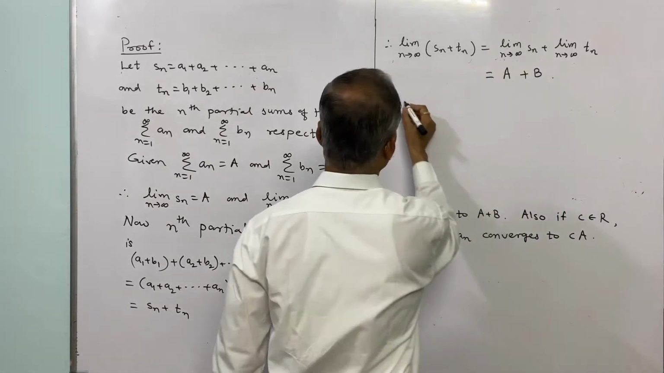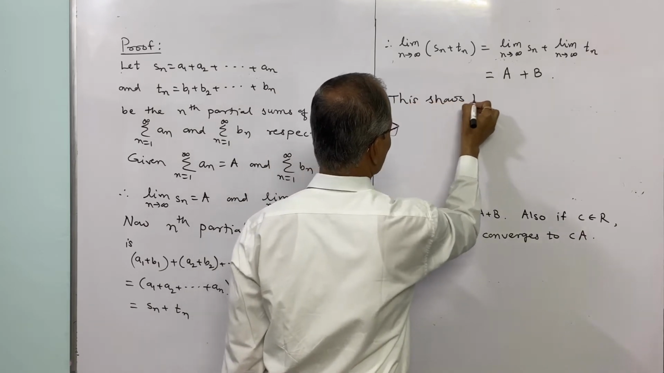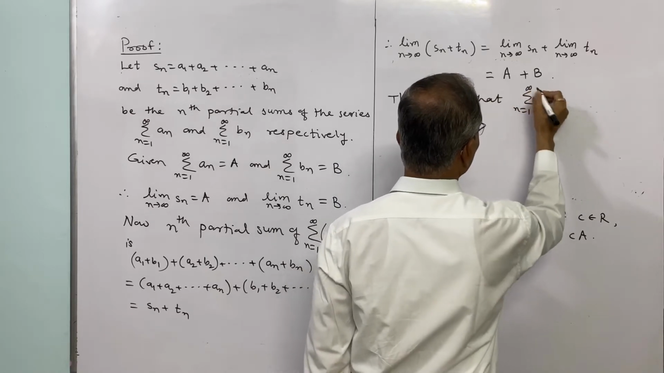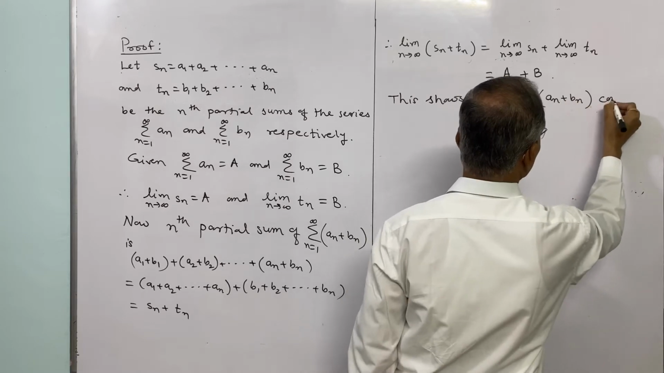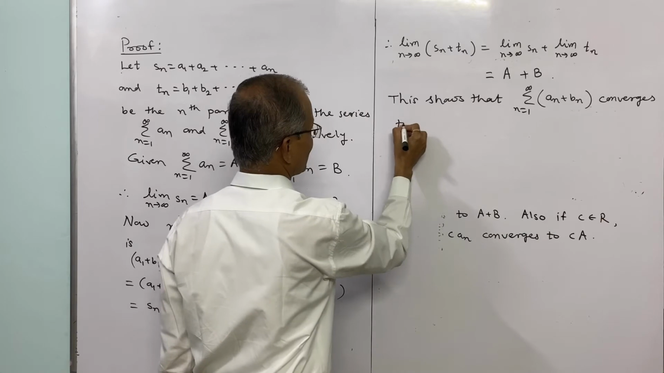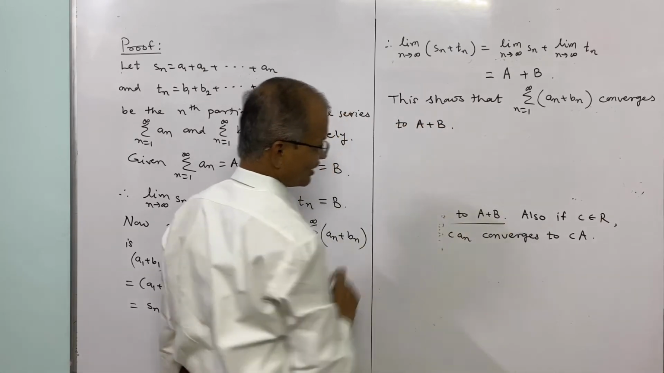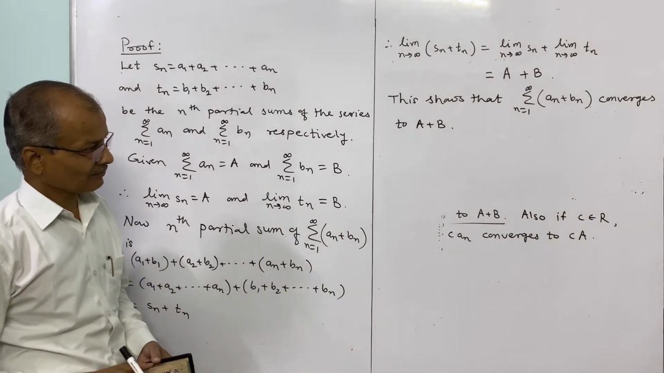So this shows that sigma, n taking values 1 to infinity, of an plus bn converges to A plus B. This is what we wanted to show, and this proves the first part of the theorem.